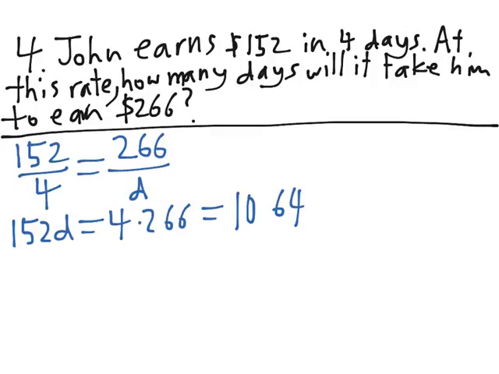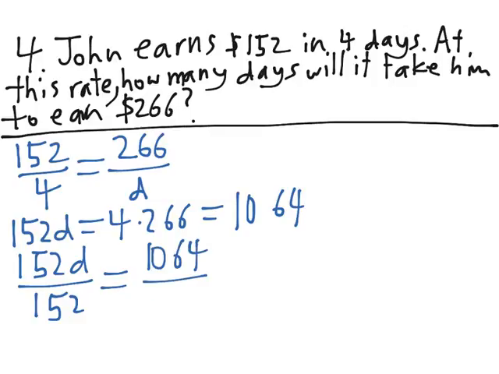Now let's divide both sides by 152. So on the left side we have 152d over 152 equals 1064 over 152. So the 152's cancel on the left side, and d is equal to this fraction. If we type this into a calculator, we'll see that it's equal to 7. So it should take John 7 days to earn $266.